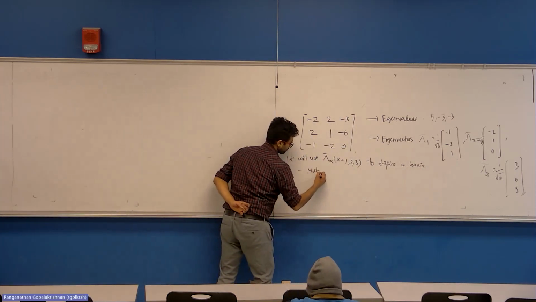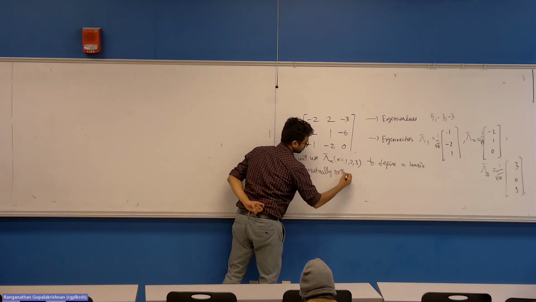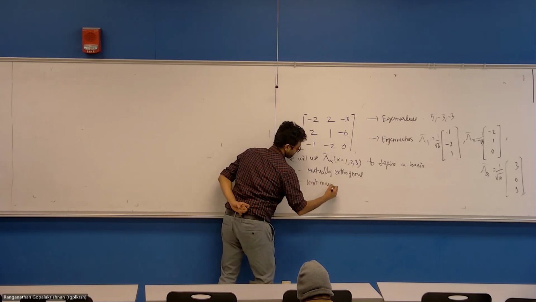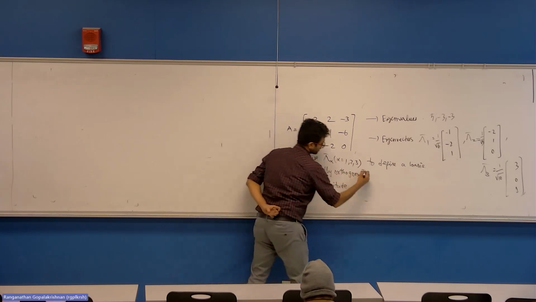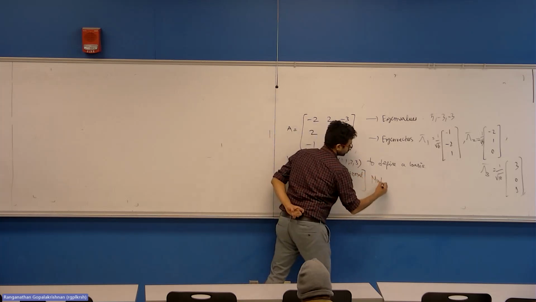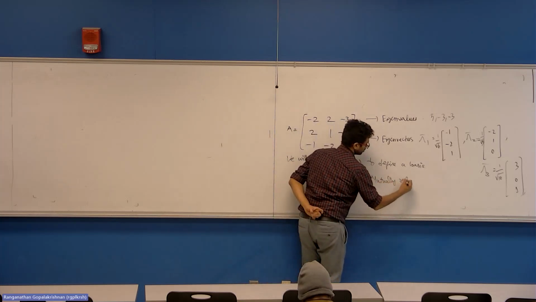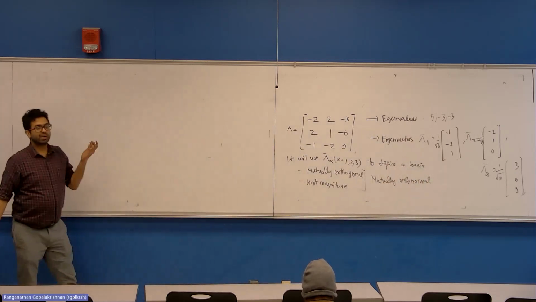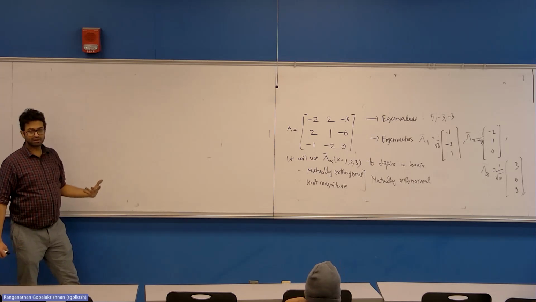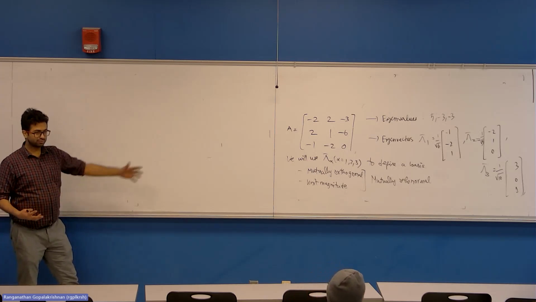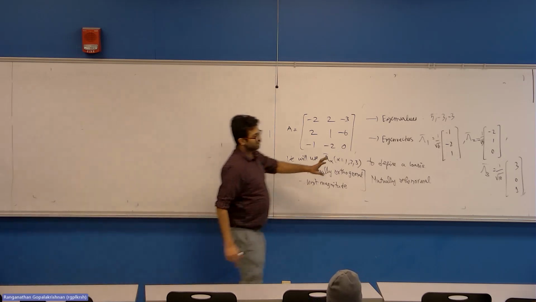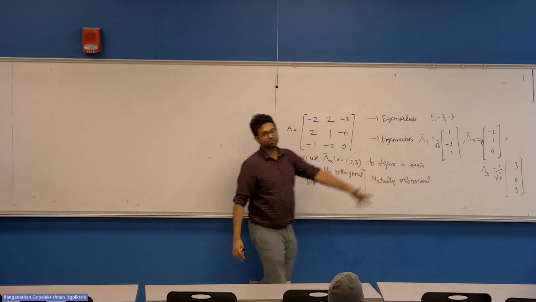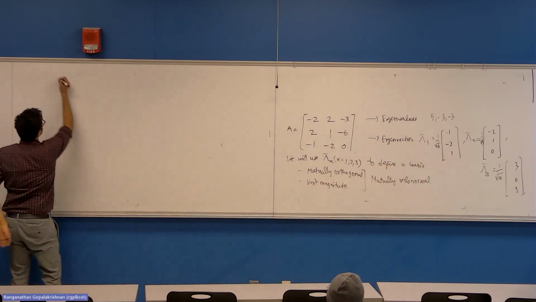It should be mutually orthogonal and should have unit magnitude, which are combined and said mutually orthonormal. So any three mutually orthonormal vectors can serve as the basis vectors for a coordinate system. You don't have to check every time, but at least now we have to check: are these three vectors mutually orthonormal? How do you check that?